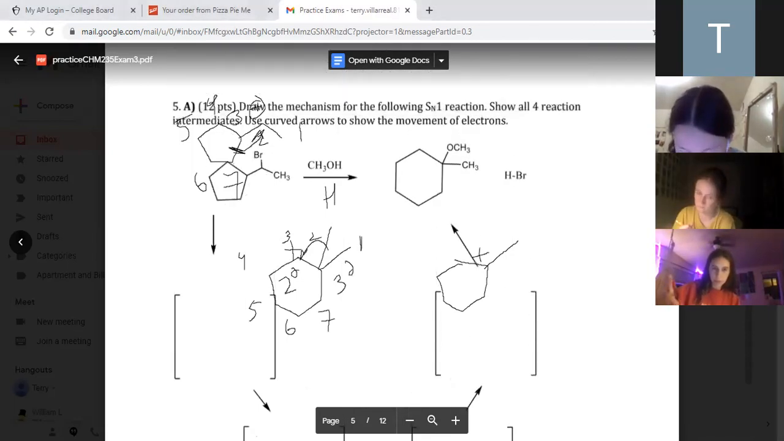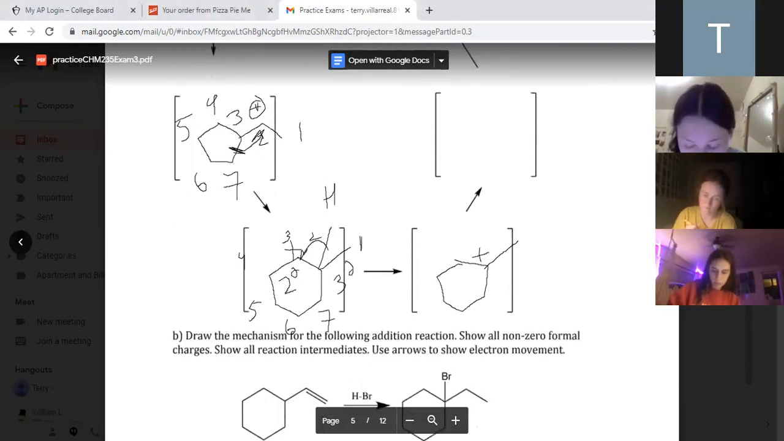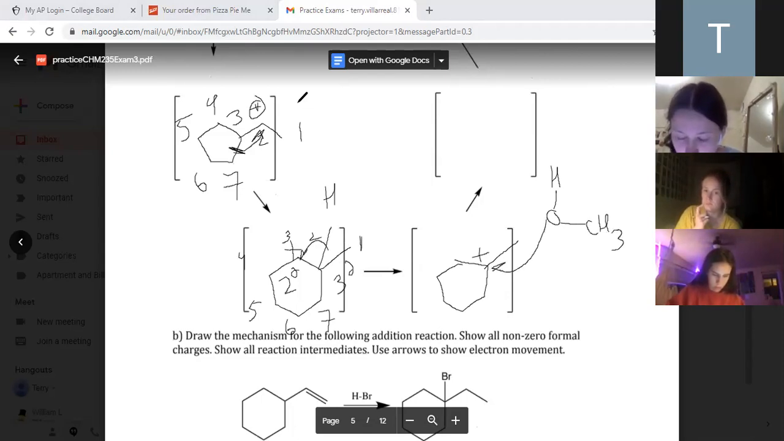The only thing I need to have happen, and I'm going to just scroll up real quick to take a look at the CH3OH. The only thing that's going to happen now is that the CH3OH is my nucleophile. So now the oxygen is going to attack like this, right? It is going to attack that carbocation. Does that make sense?